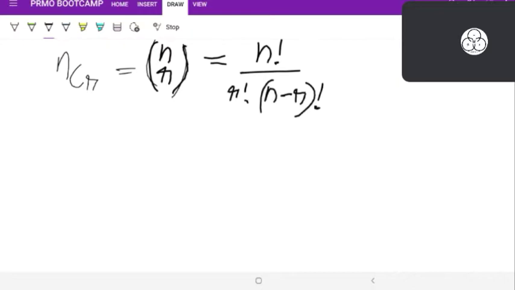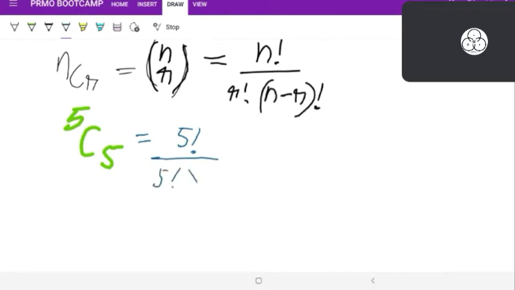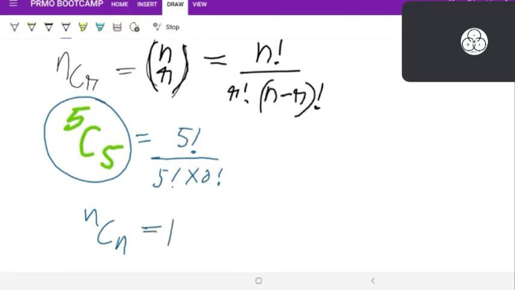Suppose in this case we have 5 choose 5. Now what will be the value of 5 choose 5? This will be simply 5 factorial over 5 factorial into 0 factorial. Conventionally, this value n choose n has a theoretical significance. This is 1. What does this n choose n mean?